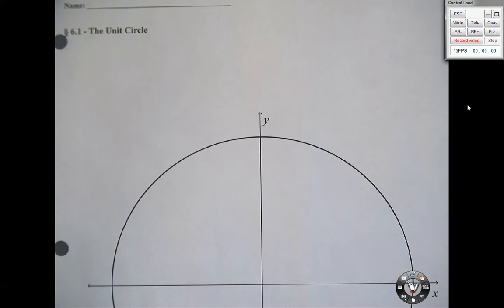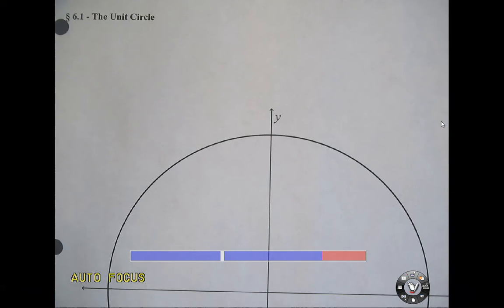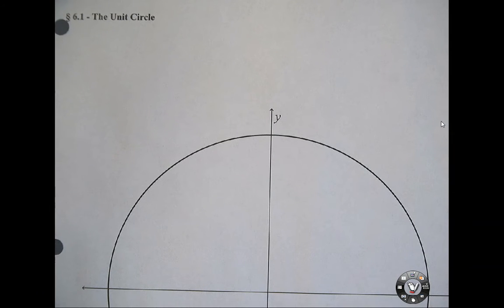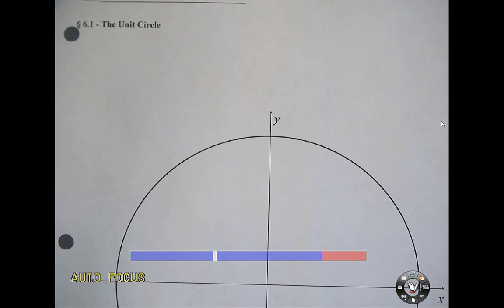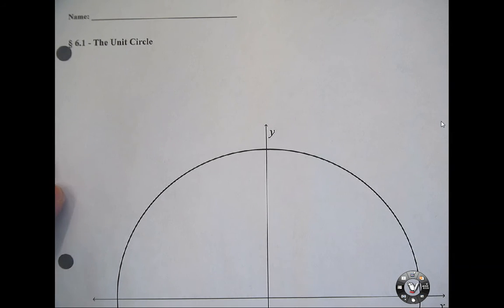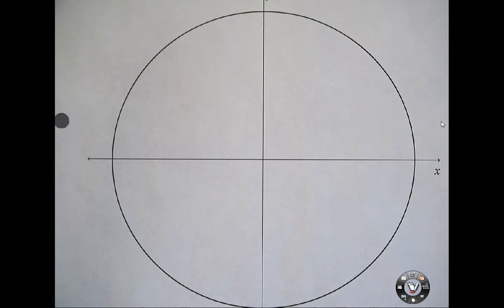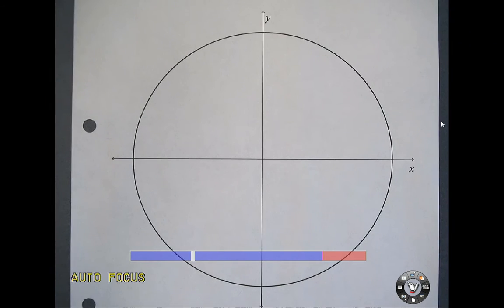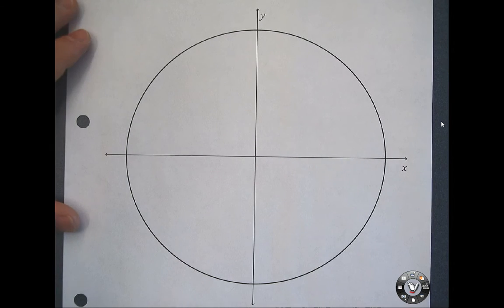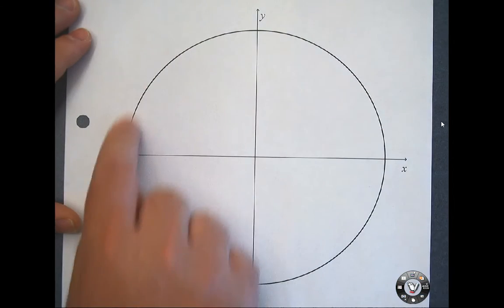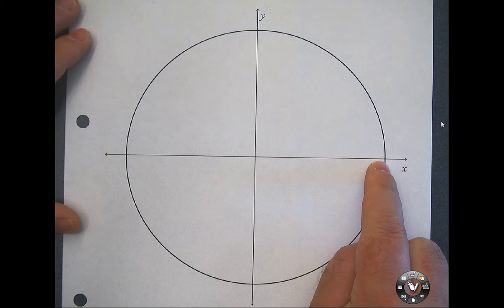Hey folks, today's topic is the unit circle. This is the cornerstone, the foundation of all trigonometry. It starts with thinking about what are some ways that we could measure a circle? What does that mean to measure a circle? There are two different ways that we could measure all the way around the unit circle.